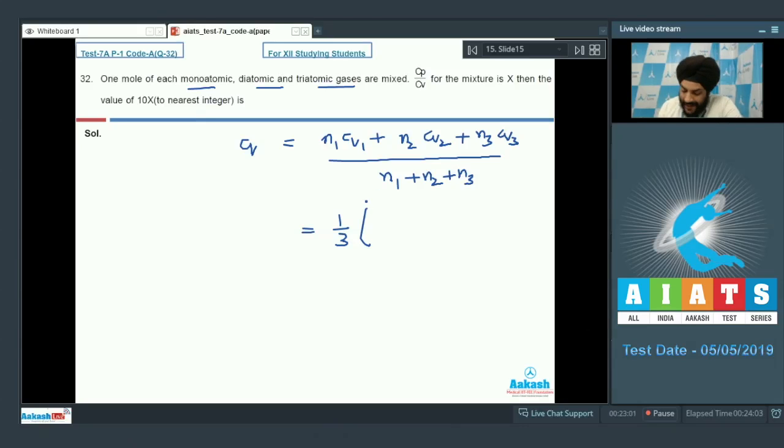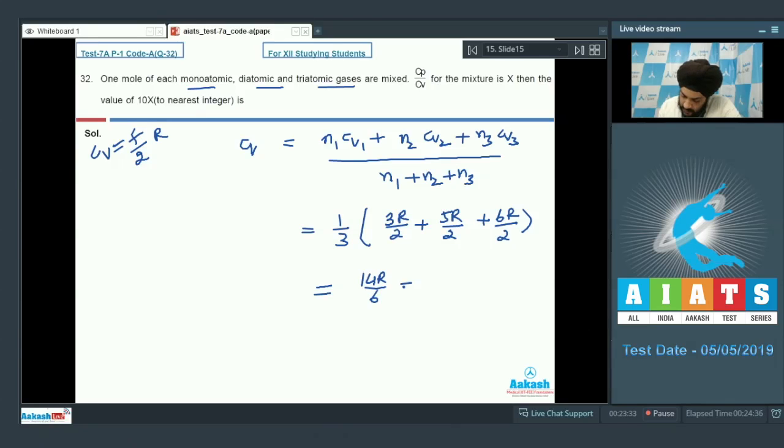So the first gas is a monatomic gas. The Cv value is given by fR by 2, where f is the degree of freedom. So we can have 3R by 2. We can have 5R by 2 for the diatomic. And we can have 6R by 2 for the triatomic. So this on simplification will give us a value of 14R by 6, which can be simplified to 7R by 3.